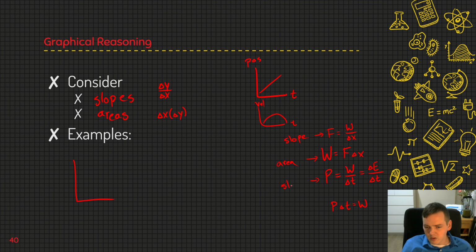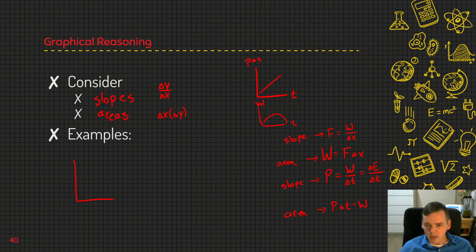This is another slope. So the slope of a work versus time graph would be the power. The slope of an energy versus time graph would be power. This right here is an area. So the area of a power versus time graph would be work, etc.